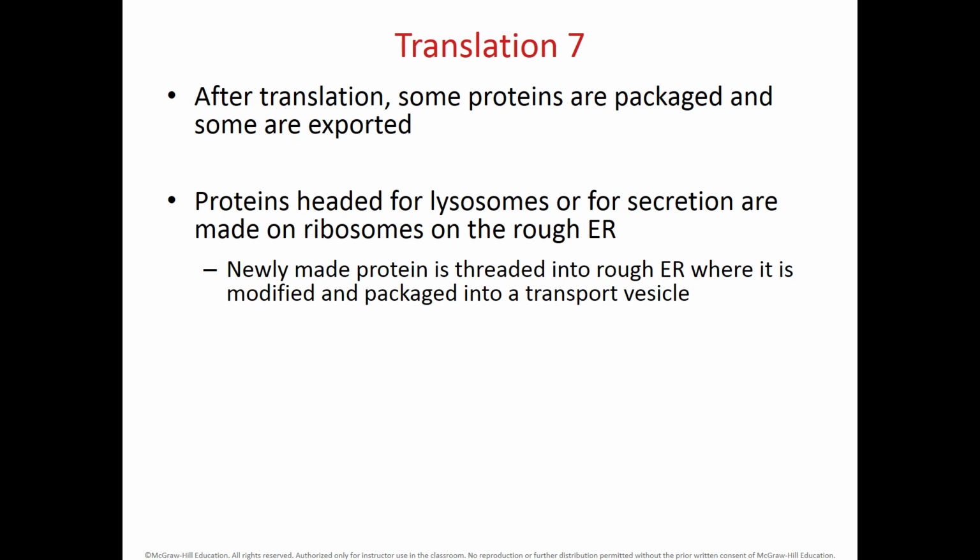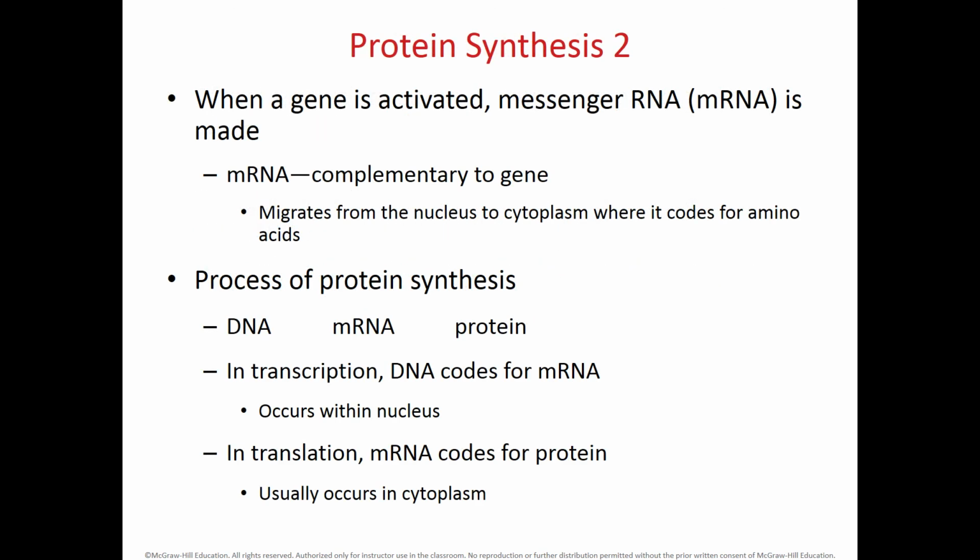So the proteins that are headed for the lysosomes, that are going to stay within these little vesicles inside the cell, or the ones that are going to be secreted, will be made on the ribosomes that are attached to the rough endoplasmic reticulum. And then from here, they will be modified and packaged into a transport vesicle that is going to go from the rough ER into the Golgi apparatus.